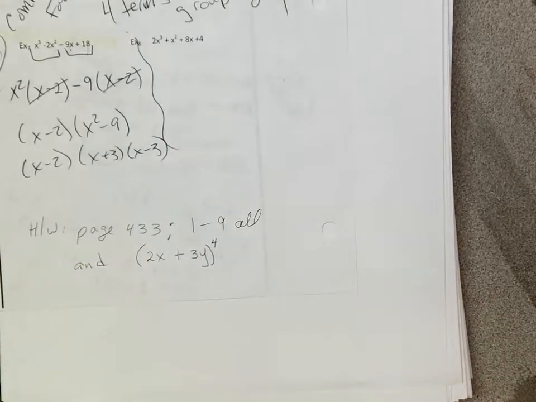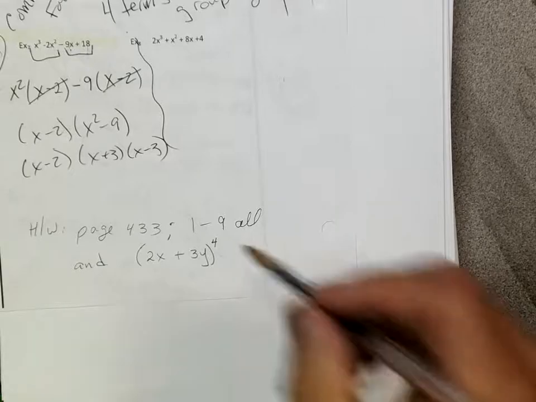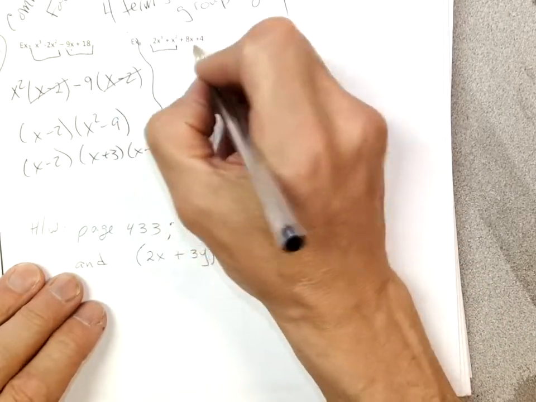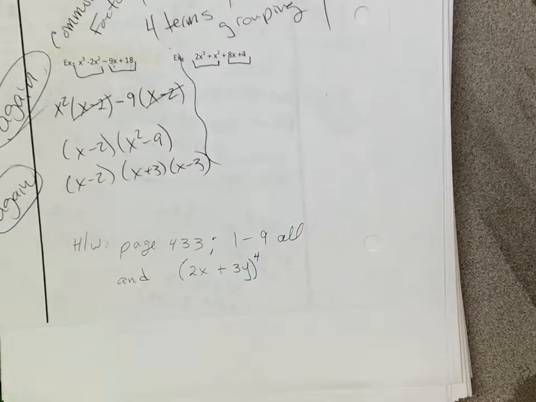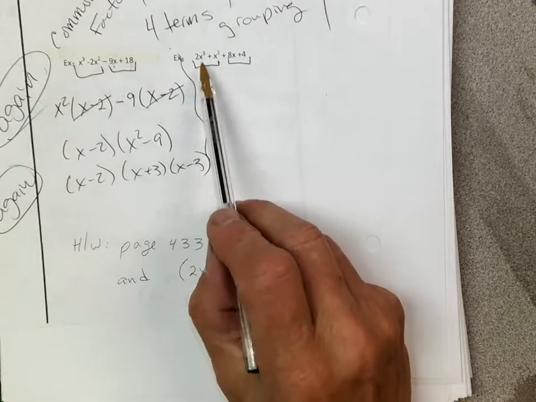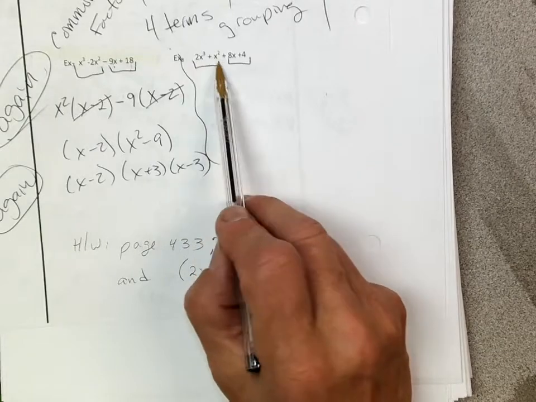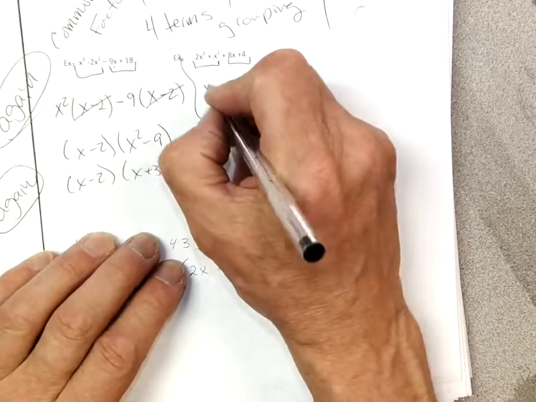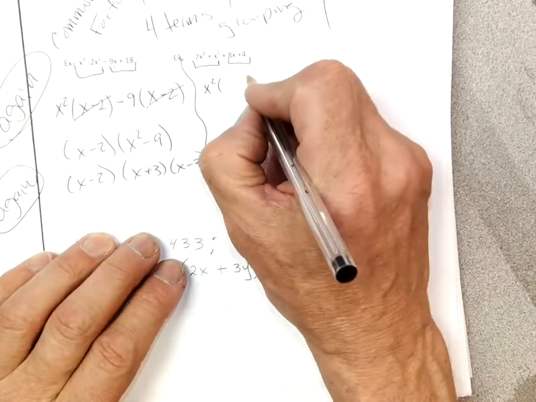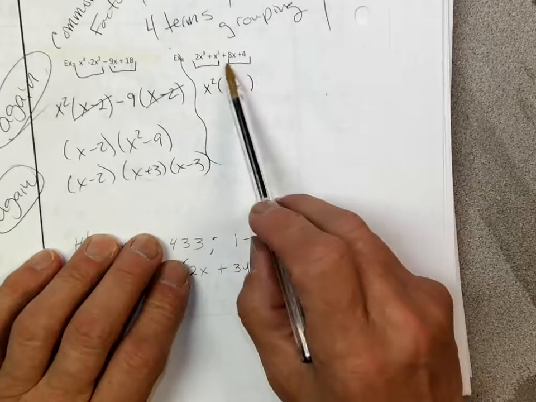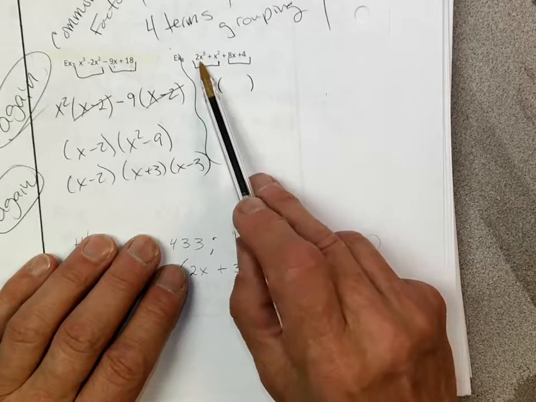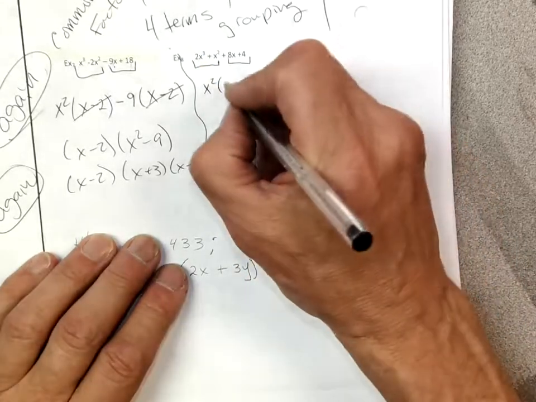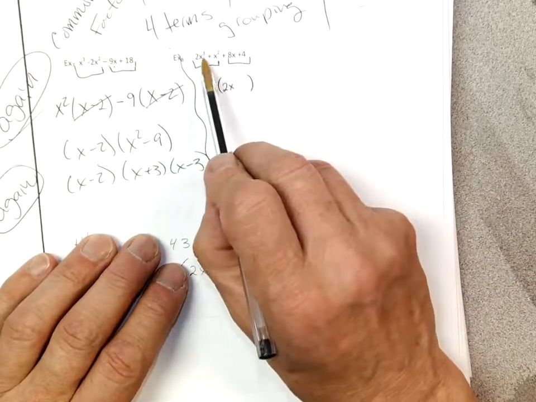Example 8, okay? 4 terms, what are we going to do? 4 terms, we're going to group. So let's put these 2 together in a group and these 2 together in a group, right? So, what do these 2 have in common? x squared. Out of the first term, if I take out an x squared, what's left over? 2x, good. If I take out the x squared, it's 2x.